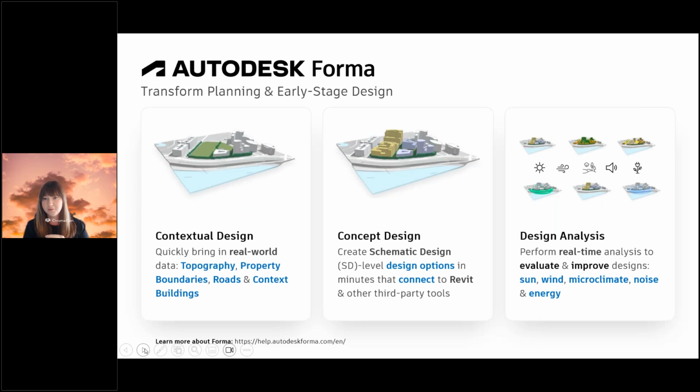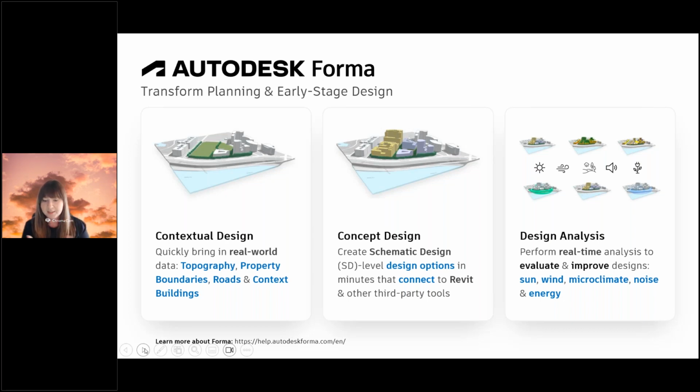And then I like to break Forma down into its capabilities into these three buckets. We're going to very clearly go through these three buckets in the live demo today. The first one is contextual design. I think this is a huge highlight. I did a lot of SketchUp work before I came to Autodesk. It can be pretty difficult to get all of the context that we need into our model, let alone being able to transition or migrate that into Revit. With Forma, you can get free topography, property boundaries, roads, and context buildings. And then we can bring all of that once again into Revit. So we'll talk about that bucket.